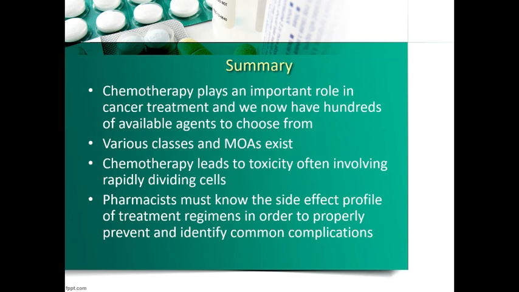So in summary, chemotherapy plays an important role in cancer treatment, and now we have hundreds of available agents to choose from. We have a plethora of agents. Lots of different classes and mechanisms of action exist, so we don't typically give the same agents or the same class to a patient at the same time. We'll usually pick and choose different agents depending on their mechanism of action so that we get synergy and we attack the cancer from all different points.